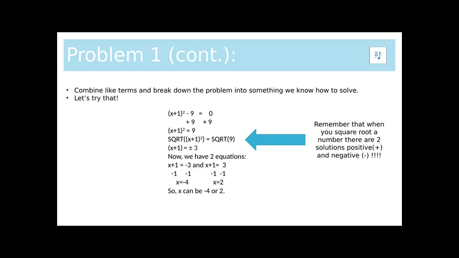So now we have two separate equations, and you can separate them out to make it easier for you to see. So we have x plus 1 equals negative 3, and x plus 1 equals positive 3. So now if we take a look at both of the equations, subtract 1 from each side, we get two solutions. x can be negative 4, or x can be equal to 2.